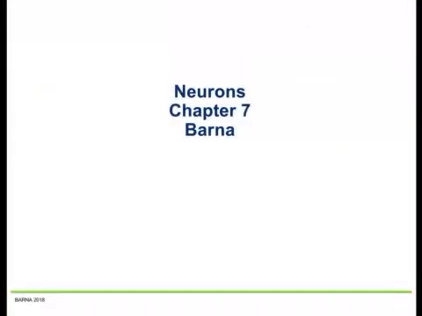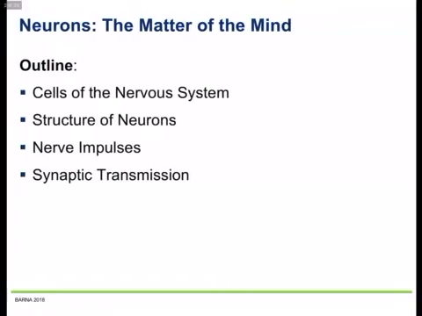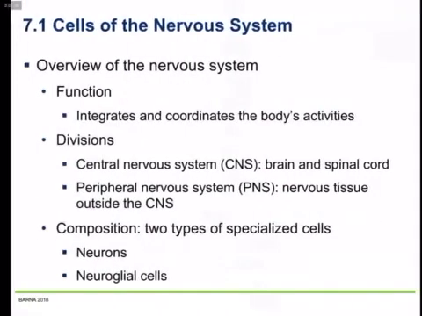This is going to be a review of neurons, and then we will have a review of the nervous system in Chapter 8. Okay, so specifically we're going to be talking about the cells of the nervous system, structure of neurons, how these neurons talk to each other via nerve impulses and synaptic transmission.